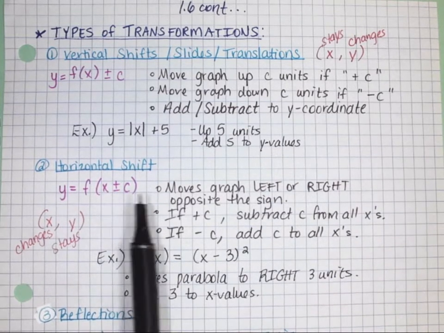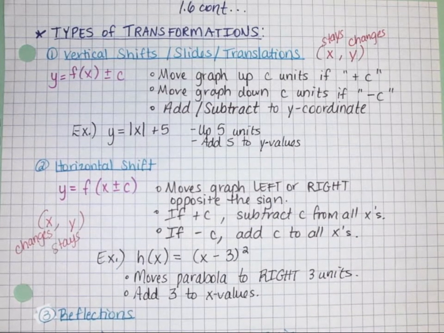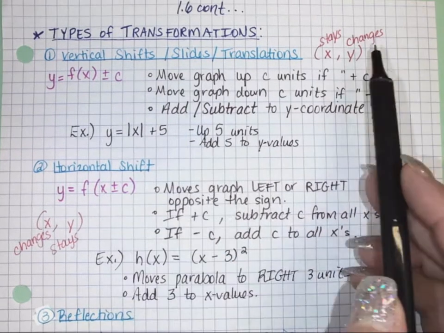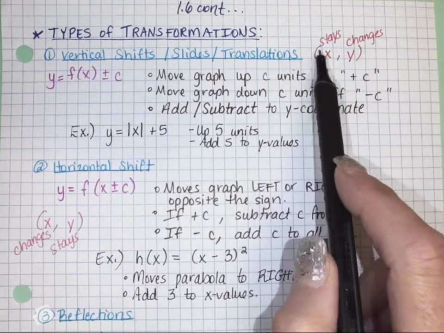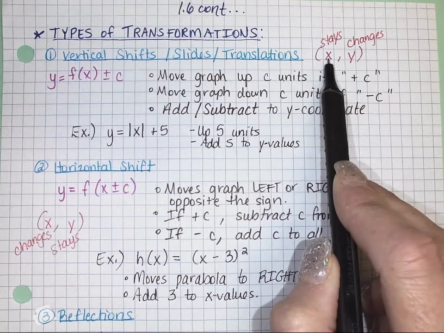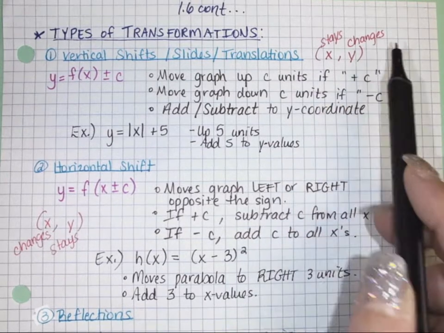As you're going to see in a minute, horizontal shift would be the opposite of it. So in a vertical shift, notice that your x-coordinate is always going to stay the same if it's just a vertical shift, but your y-coordinate changes.